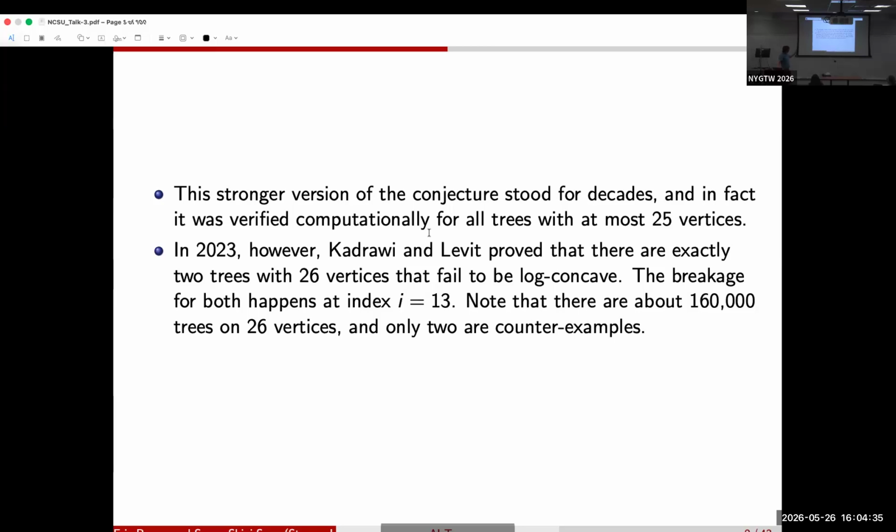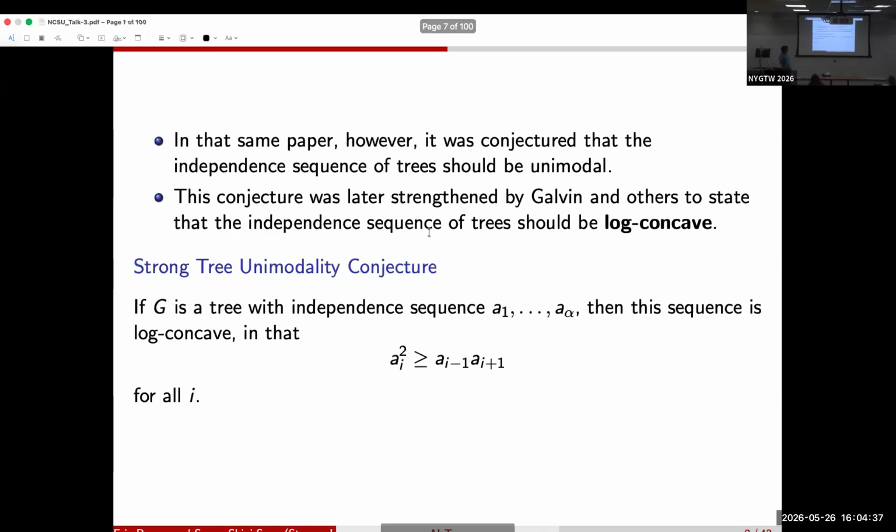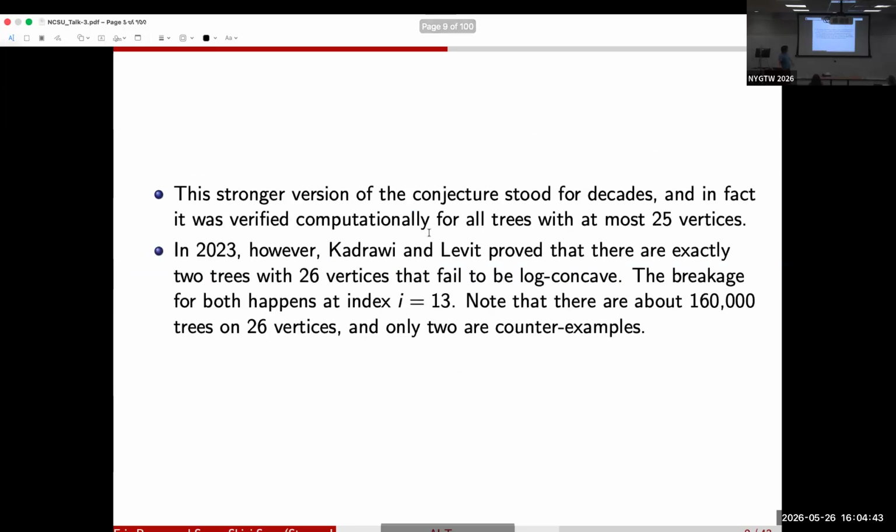Now, the breakage of the log-concavity condition, remember the log-concavity condition in respect to indices of the sequence. So the breakage happens at the index i equal to 13, which is the penultimate point in the sequence.